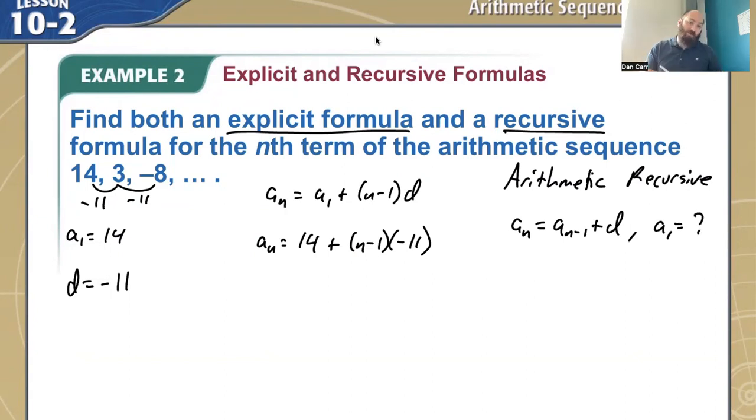So we say a sub 1 is equal to something. Every arithmetic recursive formula looks like this, because arithmetic is just adding or subtracting the same number for the pattern. So in this specific case, we're going to leave it as a sub n minus 1, but then I'm going to write minus 11. And then my first term is 14. That's it. We're just filling in that common difference number that goes into that recursive formula. And again, what it is stating is a term in the sequence is equal to the previous term subtracted by 11. That's what it means by recursive.